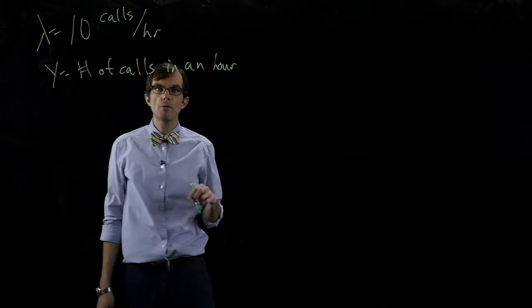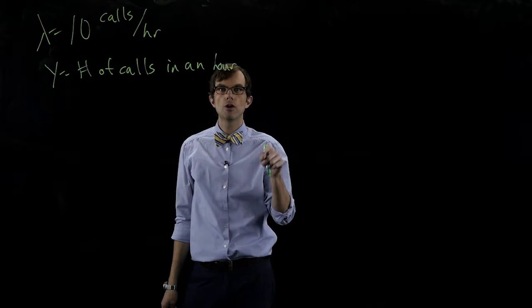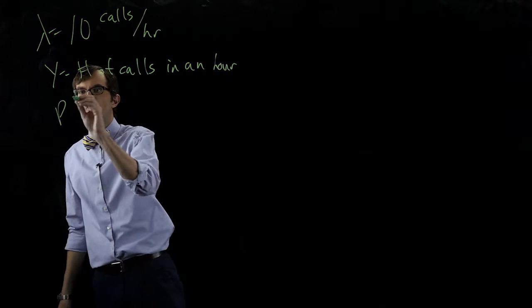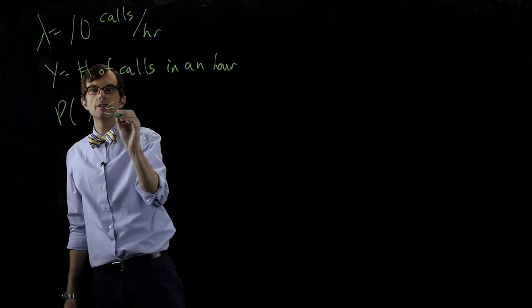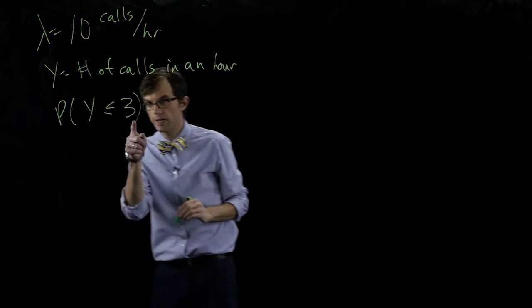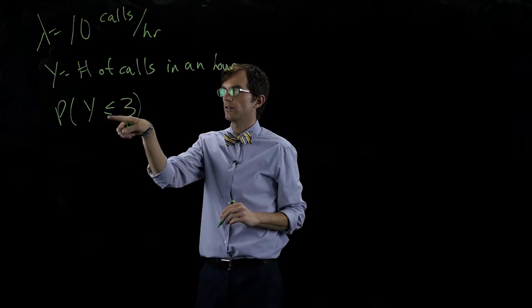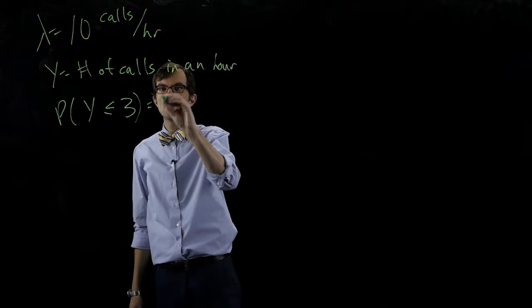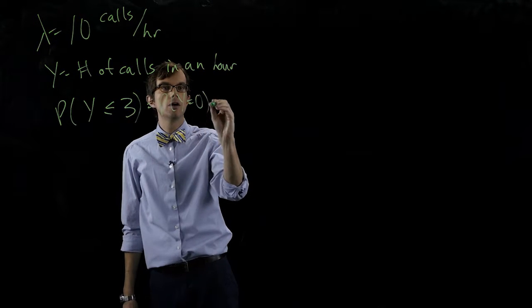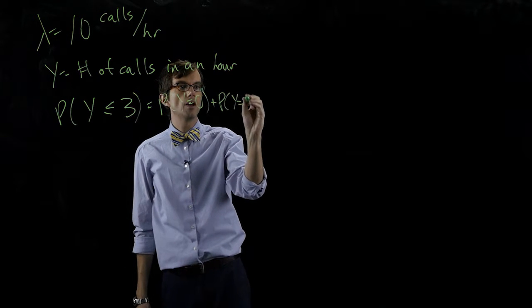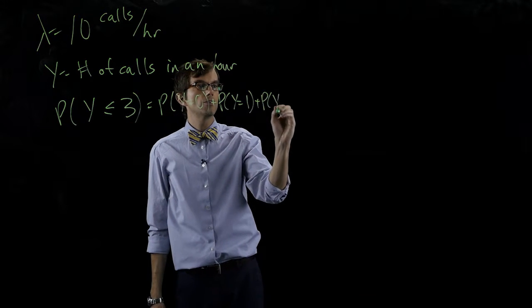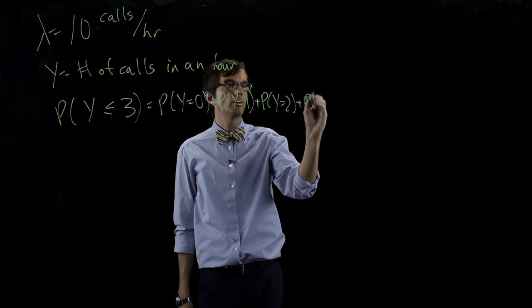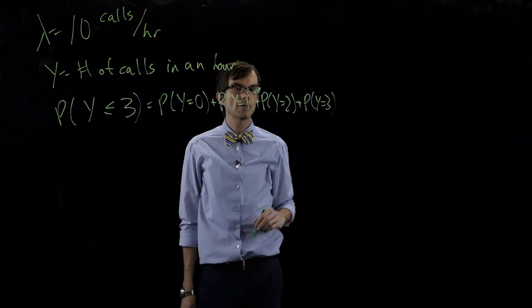So what's the probability that we get 3 or fewer calls in an hour? What's the probability that y is less than or equal to 3? 3 or fewer. We're including the 3 here with the equality. That's the probability that y equals 0, plus the probability that y equals 1, plus the probability y equals 2, plus the probability y equals 3.